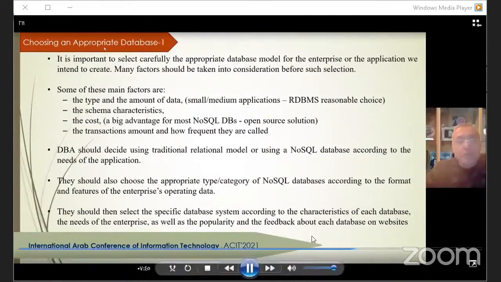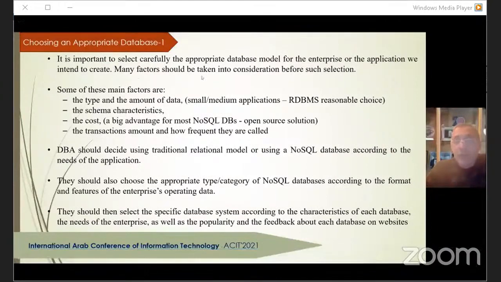So in order to choose, or to advise the user to select, the appropriate database model, it's important to carefully select the appropriate model for the enterprise or the application we intend to create. Many factors should be taken into consideration for such selection. Some of these are the type and the amount of data, where for small and medium applications relational could be a reasonable choice. Schema characteristics and the transaction amount are also important factors. The cost is a big advantage for most NoSQL since they are open source solutions. Database administrators or IT specialists should decide whether to use traditional or NoSQL according to their needs.